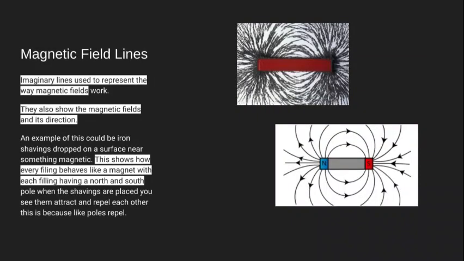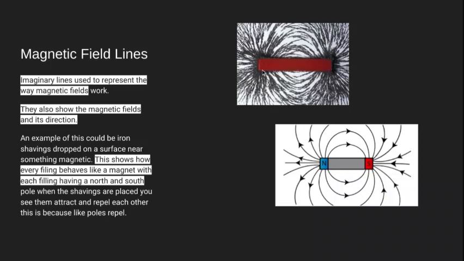Next up, we have magnetic field lines. Now, magnetic field lines are invisible or imaginary lines. They're used to represent the way the magnetic field works. They also show the magnetic field and its direction. An example of this would be the picture above, the first picture at the top, where it shows iron shavings or iron filings surrounding a magnet.